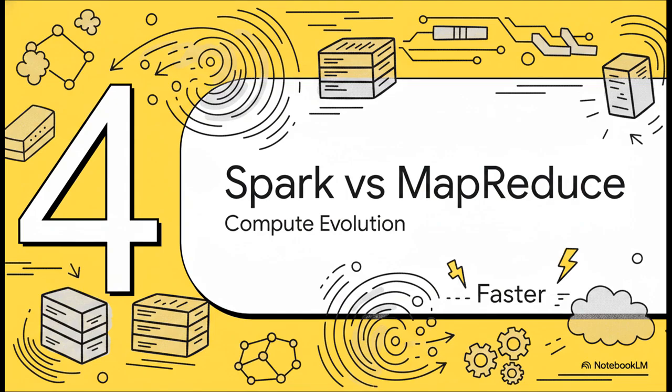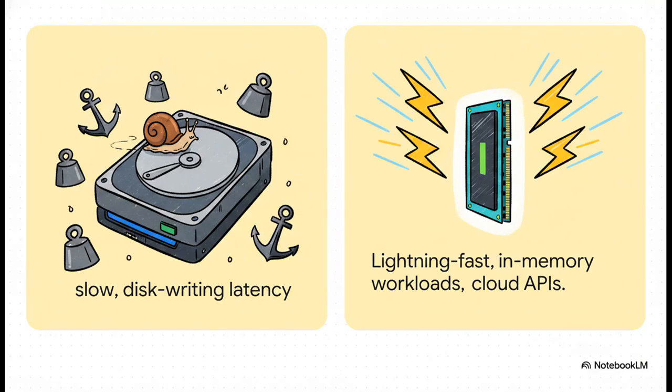Section 4. Spark versus MapReduce. As the storage layer evolved to become faster and more modular, the compute engines obviously had to become smarter and faster to keep up. While MapReduce was an absolute tank, super reliable for big batch jobs, it suffered from heavy disk writing latency. It had to write intermediate data to the physical disk between every single step. That adds a ton of latency.